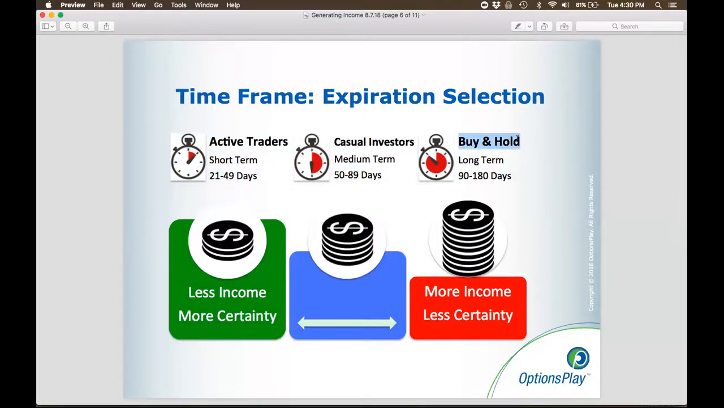Many of you, or maybe not many of you, but some of you buy and hold onto your stock for months, if not years at a time.